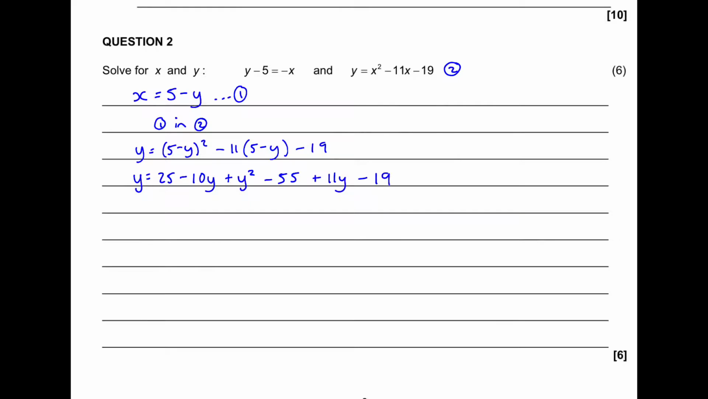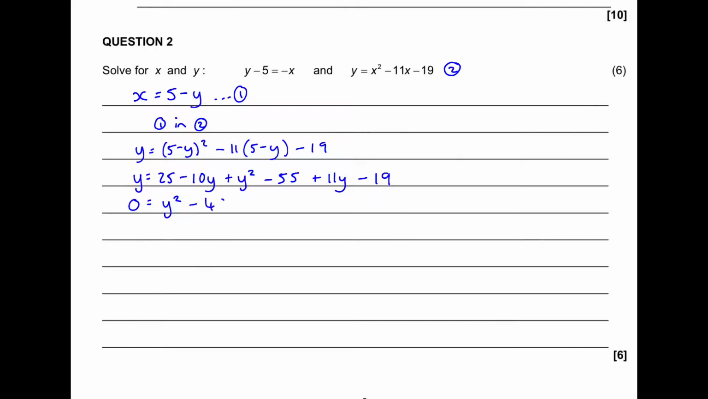Now you see we've got a quadratic, so we just need to tidy up into standard form. I'm going to equate to 0 and collect our terms. We've only got one y squared term, but we've got minus 10y plus 11y, which is positive y. If we then take over this y, the y cancels out, and so we don't have any y terms. Now our constants: we've got 25, minus 55, and minus 19, which all simplifies to minus 49.